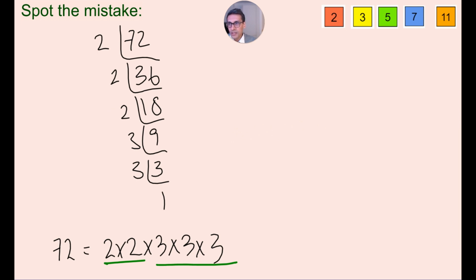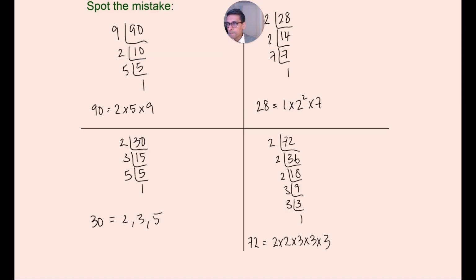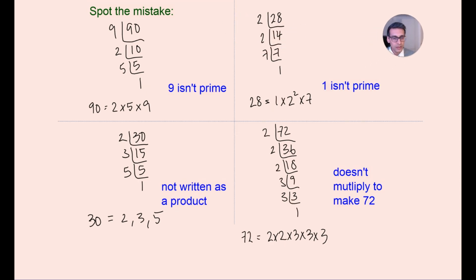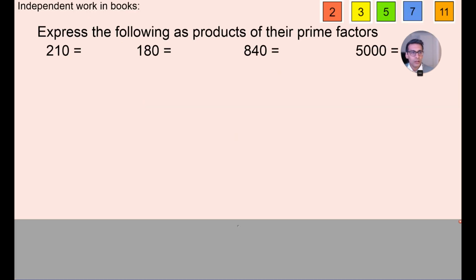Okay, another type of mistake. I think we've covered all the common mistakes. So this is just a summary. Right, so time to do some independent work. Please write the following as a product of primes. Now you may be required to use prime numbers that are not listed here. These are just the first few prime numbers in the corner for your convenience. Pause the video and work out the answers.